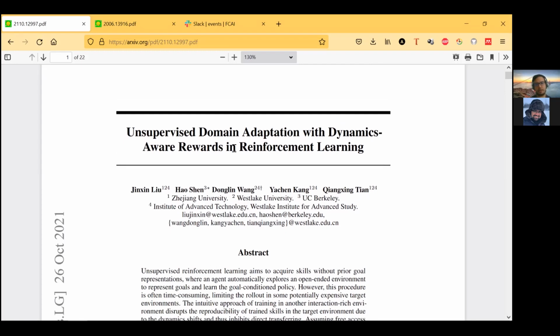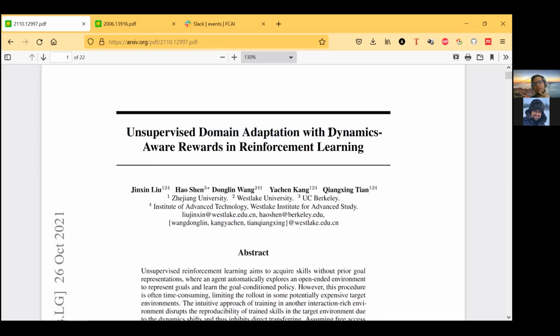So the main two things of the paper is this unsupervised part, where they don't have a reward, a task-specific goal to achieve, but they want to explore the environment and try to learn a diverse set of skills. And then there's this second part about the domain adaptation. And specifically, they want to adapt when there is a change in the dynamics.